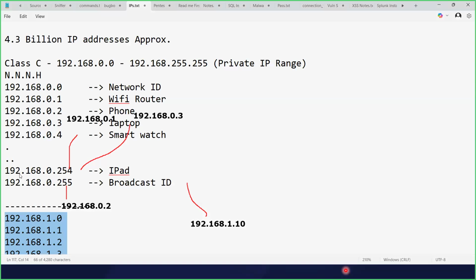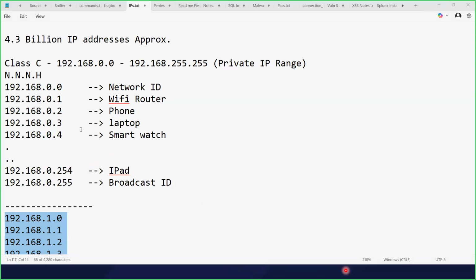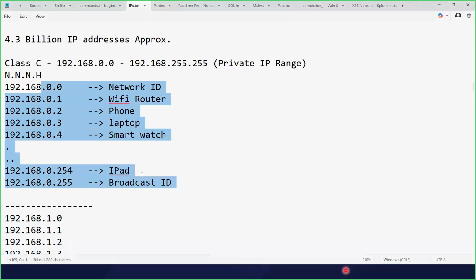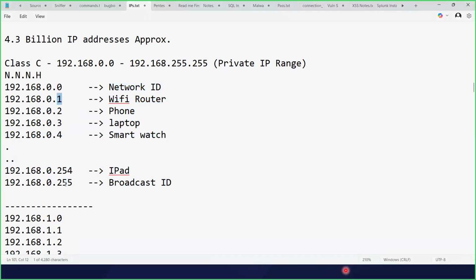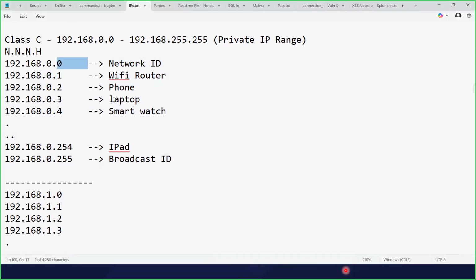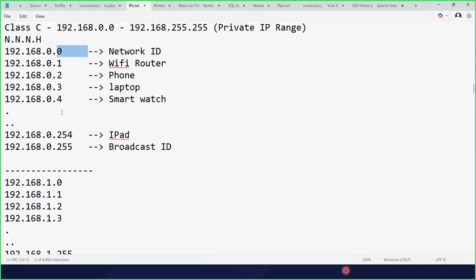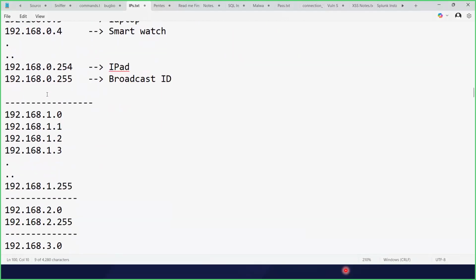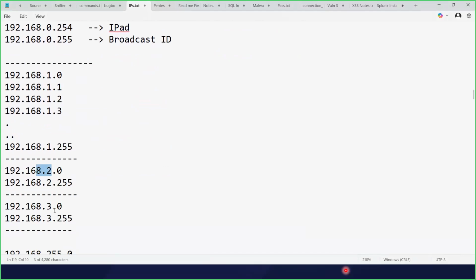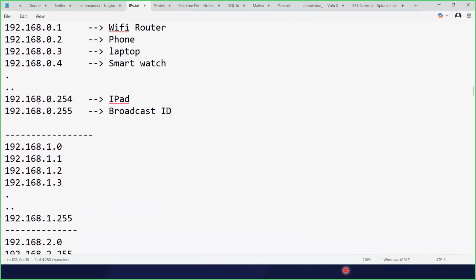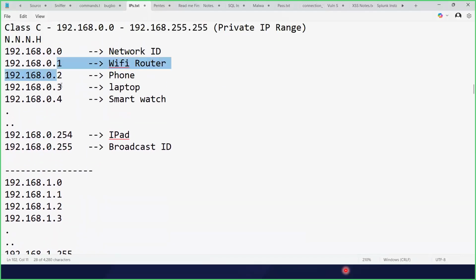Oh, let me delete these drawings. Yeah. So no matter what range you take over here, in each class C network, you can only connect a maximum of 255 devices from 1 to 255. I'm omitting the 0th IP just to round it up. But no matter what network you take in class C, 192.168.0 network or 1 network or 2 network or 3 network, the maximum number of devices you can connect in class C is only 255, not more than that.